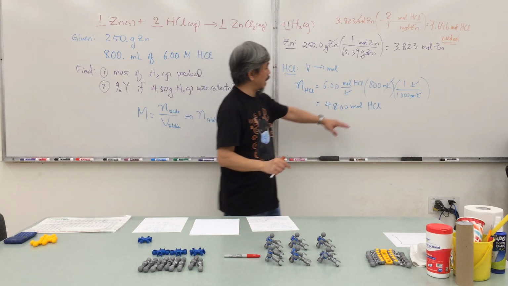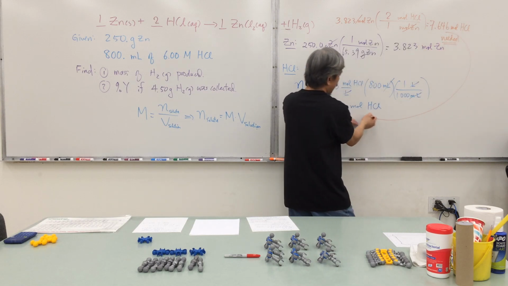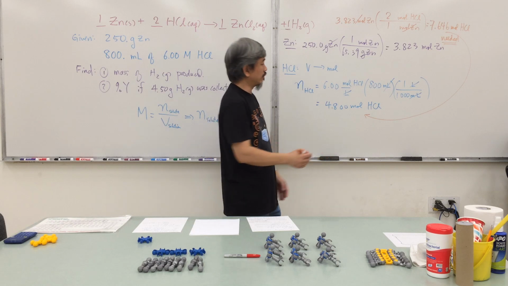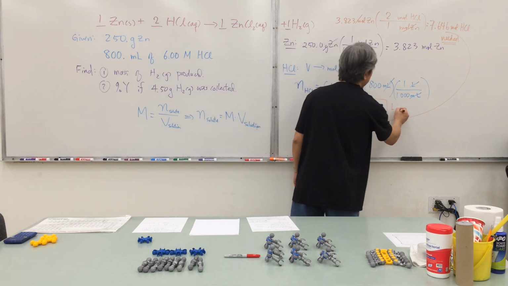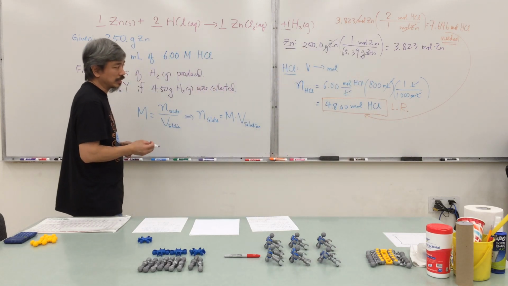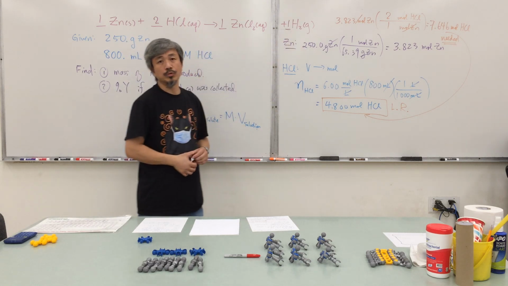Well, how much do I have? I have this much. So I compare now this to what I have. Well, guess what? I don't have enough. What does that mean? If I don't have enough, that means that this gets used up first. This is now my limiting reactant. So the HCl is now my limiting reactant. That would then limit the amount of hydrogen gas that I will be able to produce at this point.